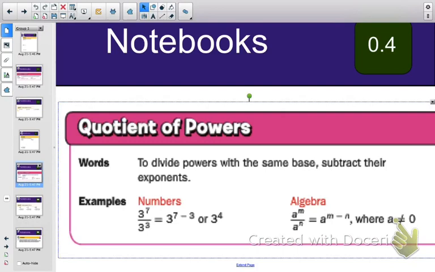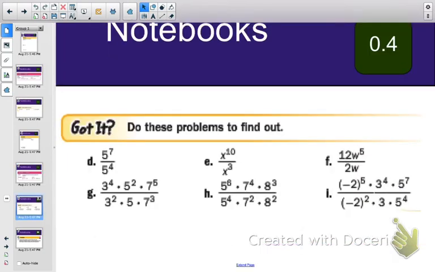Alright, next slide. Okay, lots of examples here. So, let me do a couple of them. D and E are things we've been doing, so let's look at F. Again we have these numbers here, 12 and 2. Notice there's no exponents on those. So don't think about subtracting them. You're not going to subtract 12 minus 2, because those are not exponents. All we're going to do with those is divide them like normal, because they're just regular numbers. So 12 divided by 2 gives us 6.